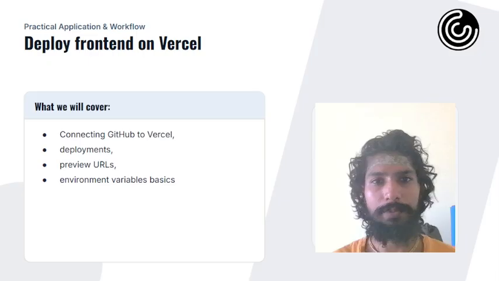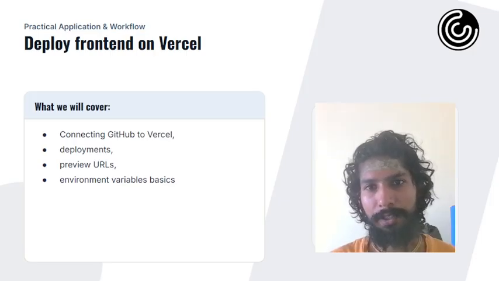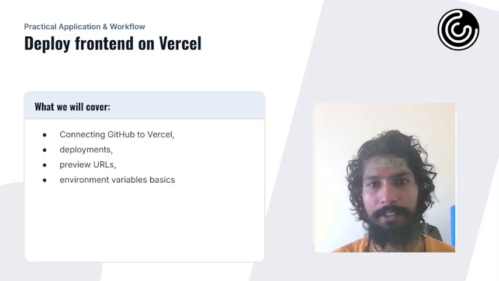Today we are going to do something very important. Till now we created a Next.js app, created pages, added routes, rendered course data and understood static rendering. But one question is still left. How do we take this app from our laptop and make it available on the internet? Because in real software development, writing code is only half the work.